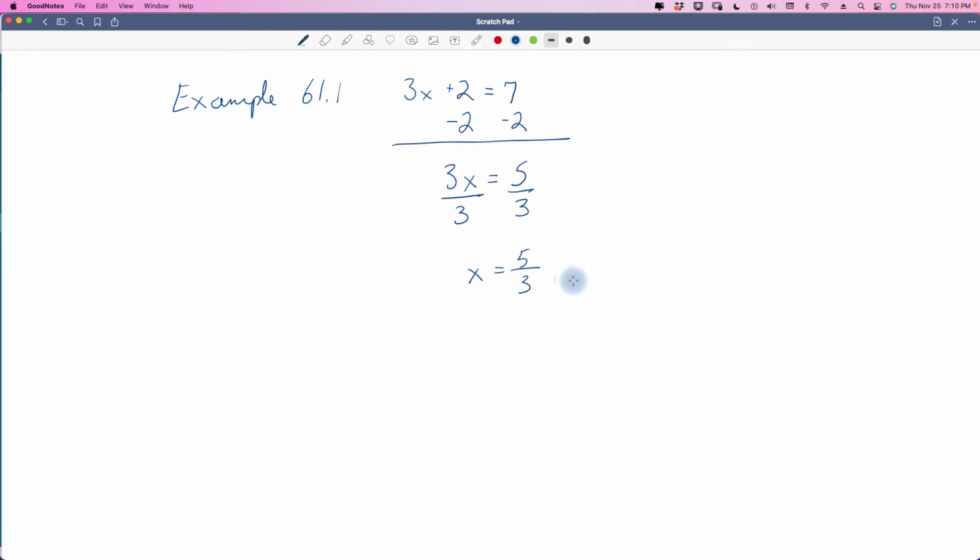All right, example 61.2. We have 2 over 3 x minus 1/2 equals 10 over 3. All right, so we need to get rid of this. So we're going to add it to both sides.